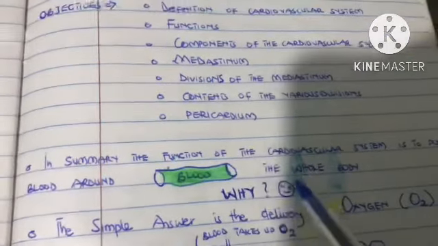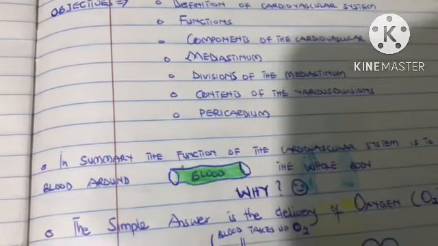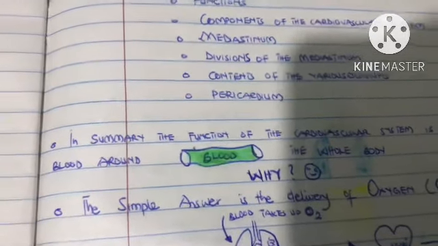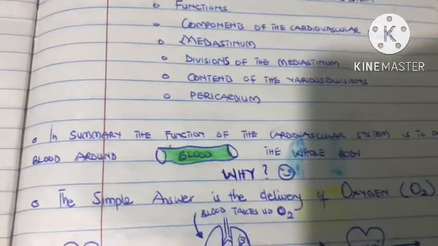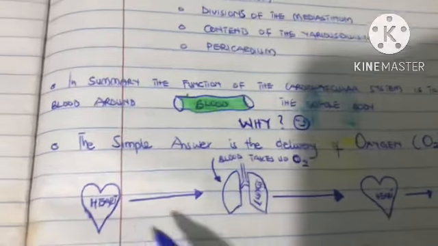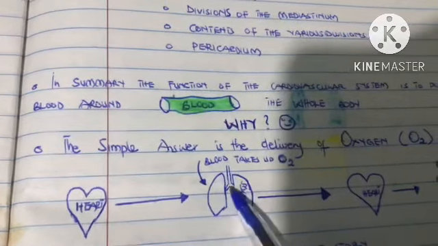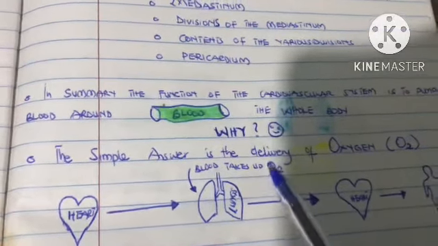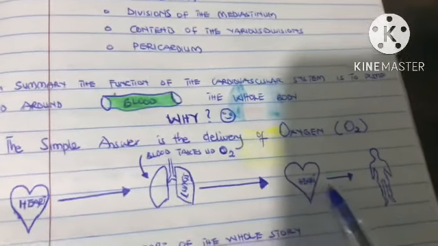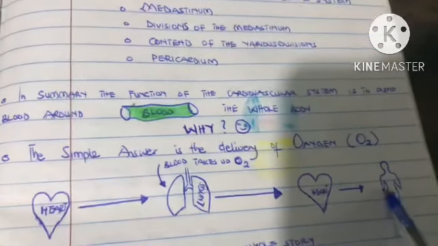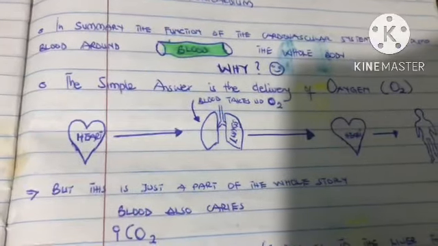In summary, the function of the cardiovascular system is just to pump blood around the body. Someone may ask why. The simple answer is the delivery of oxygen. You see, the various parts of our body need oxygen for the production of what? Energy. So the heart firstly pumps deoxygenated blood to the lungs, and the blood takes up what? Oxygen from the lungs and returns back to what? The heart, for the heart to repump it to the whole body, for the whole body to get the oxygen for production of what? Energy. But it is just a part of the whole story.